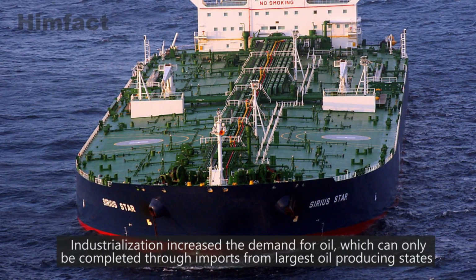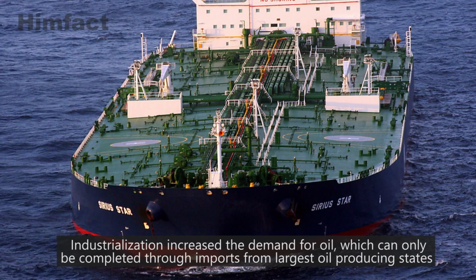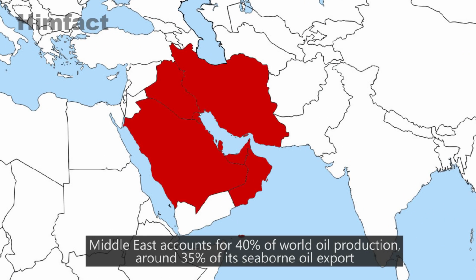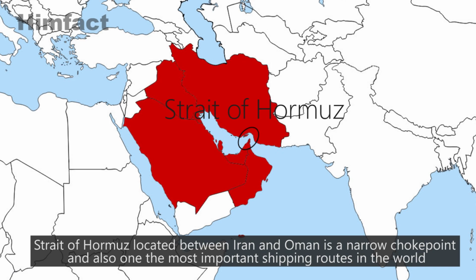Industrialization increased the demand for oil, which can only be met through imports from the largest oil-producing states. The Middle East accounts for 40% of the world's oil production. Around 35% of its seaborne oil export passes through the Strait of Hormuz to Asia, mainly to countries like Japan, India, South Korea and China. The Strait of Hormuz, located between Iran and Oman, is a narrow choke point and also one of the most important shipping routes in the world.